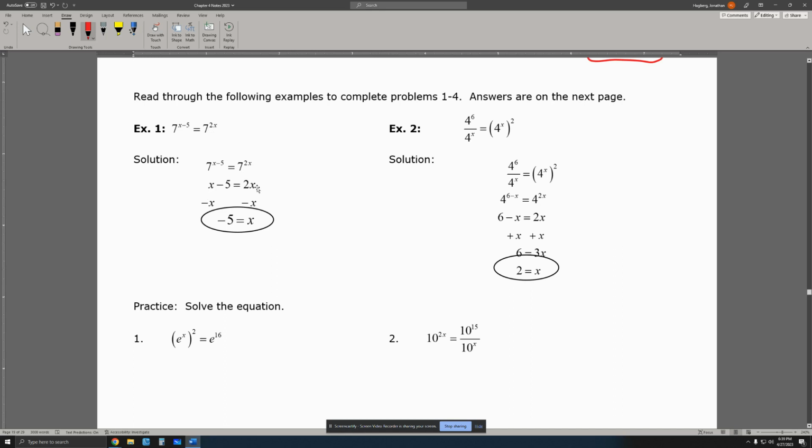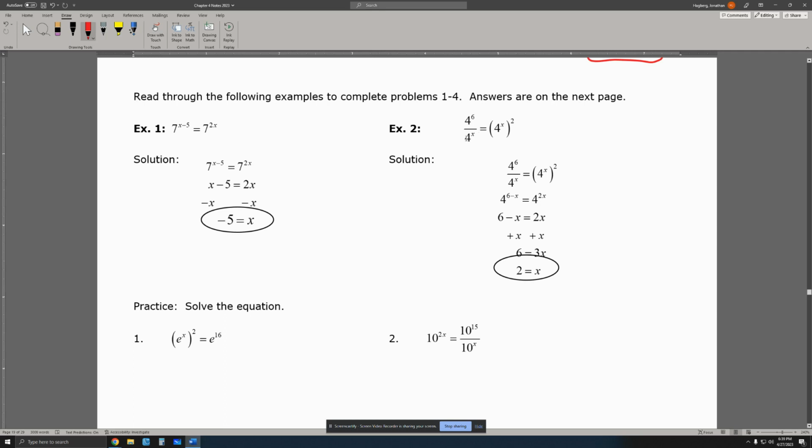So x minus 5 equals 2x, and then solving for x, we subtract x from both sides, x equals negative 5. Always go back for any of these types of problems to check and make sure that it fits within the domain. Because these are exponentials, the domain is all real numbers, so negative 5 is certainly within that domain. So this is a solution.